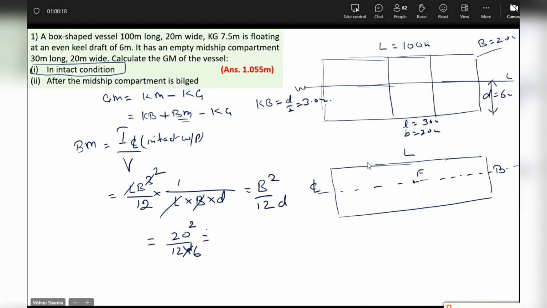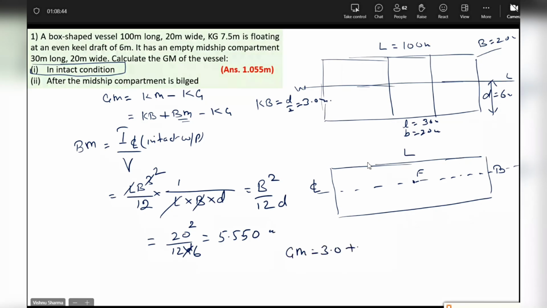Can you pick up the calculator? 5.55. 5.55? Say the full thing, beta, please. 5.55. Okay, 5.550 meters. So now we are good to get the GM in the intact condition.